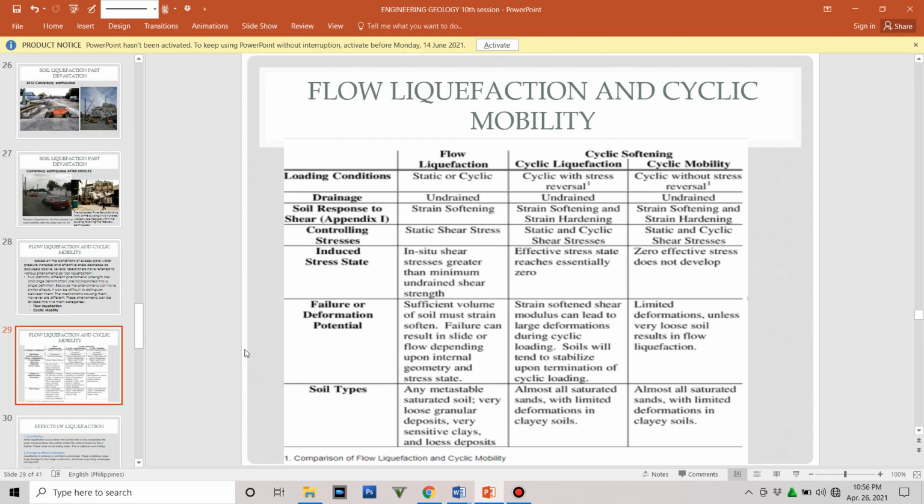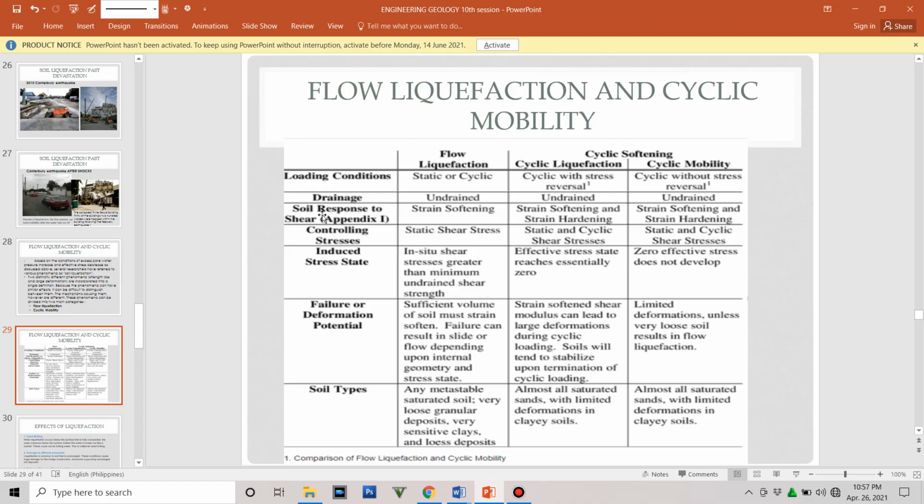In terms of loading conditions, okay, saan ba nag-cause ang flow liquefaction? Static or cyclic loading? Saan ba nag-form ang cyclic liquefaction? Ito. Cyclic with stress reversals. Okay? So, diniscuss natin about reversal. And then, cyclic mobility. It is cyclic without stress reversal. So, on the drainage condition, all of those may tubig. Okay? May tubig.